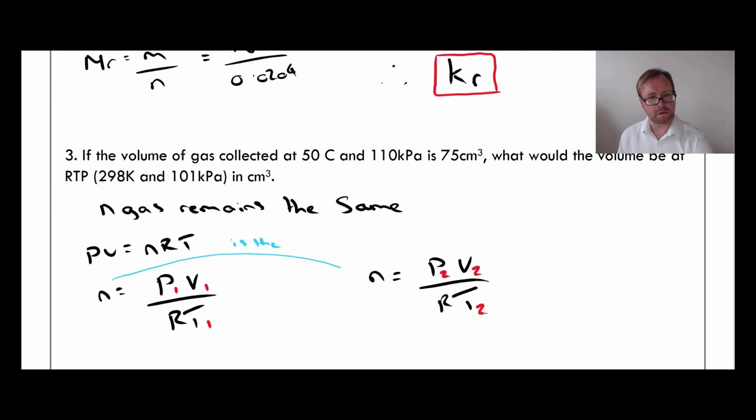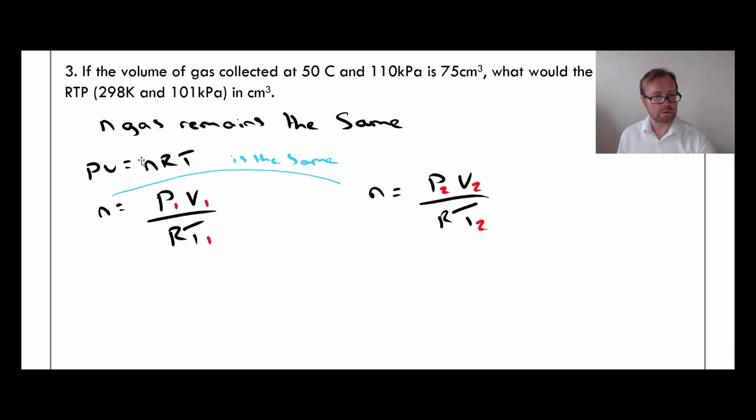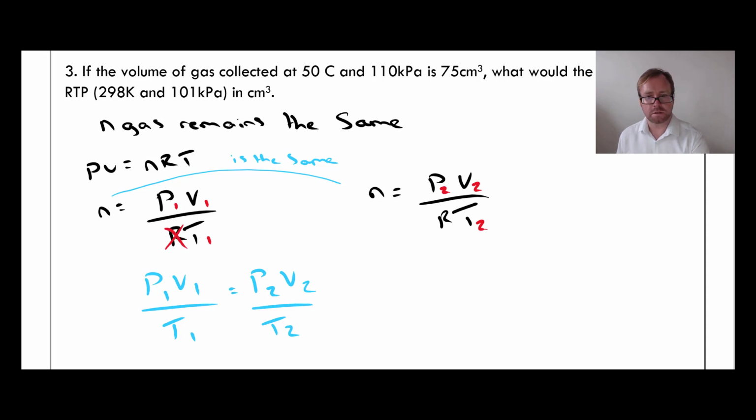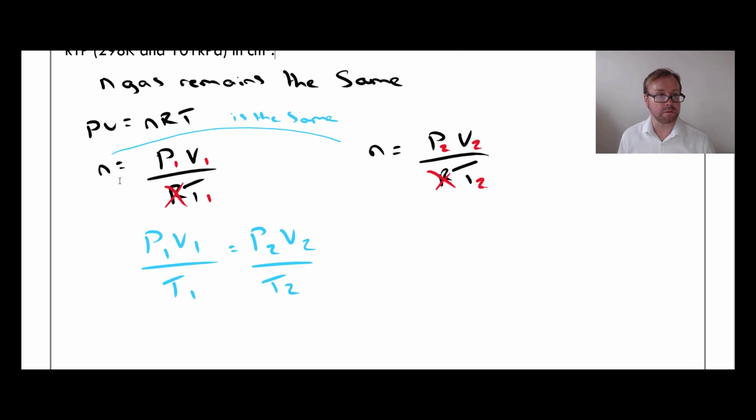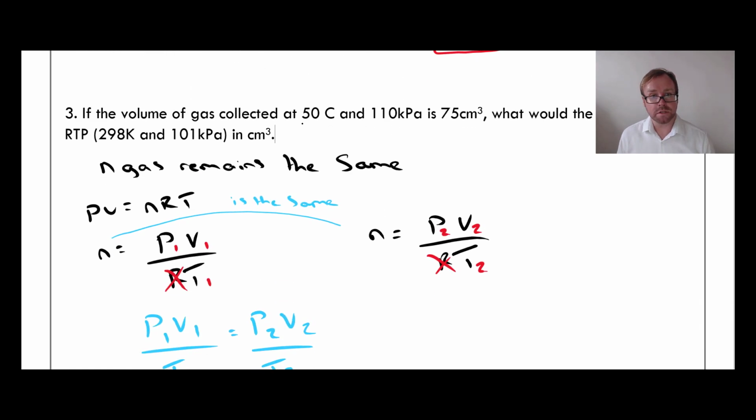So I can combine these two equations to come up with P1 V1 over T1 is equal to P2 V2 over T2, and I've removed the gas constant because it appears in both equations. Hope you're following so far. Right, so I've got a form of the ideal gas equation which I should be able to use to answer this question. First thing I need to do is convert the units. For P1, T1 and V1, my pressure is already in kilopascals.